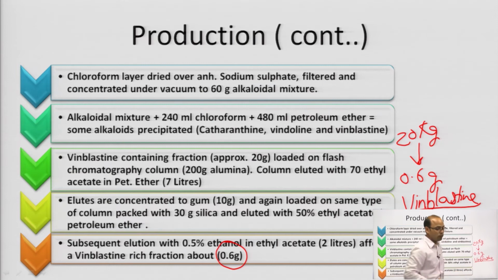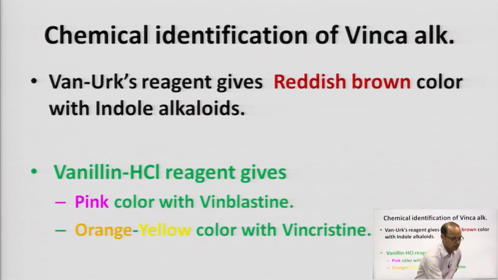Since the drug is very potent, these extraction methods further need to be refined to increase the yield of the fractions. So moving on to the chemical identification of Vinca alkaloids. Suppose you have isolated the Vinca alkaloids, so you have to do preliminary screening of your phytoconstituent isolated from the above method, to check whether your separated compound is vinblastine or vincristine or any of the Vinca alkaloids. So here we have Van-Urk's reagent.